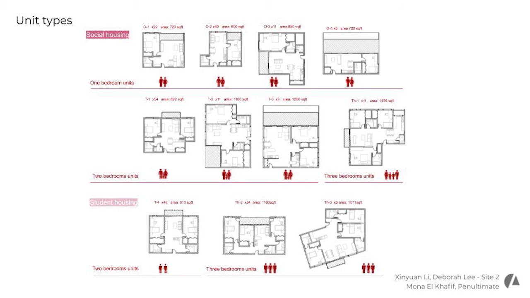For social housing, we have 1-bedroom, 2-bedroom, and 3-bedroom units with spacious living room and big kitchen. For student housing, we have 2-bedroom units and 3-bedroom units with the smaller living room and a personal bathroom for each bedroom, and each unit has a balcony. Those balconies are arranged in a rhythmic way to create the facade.